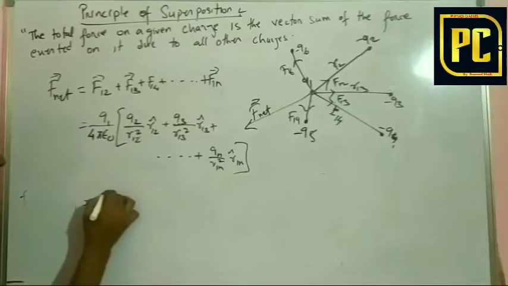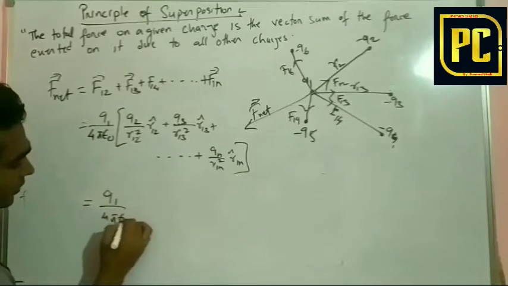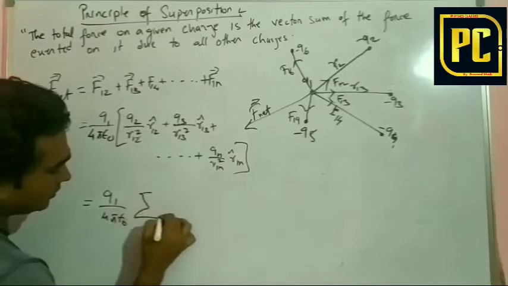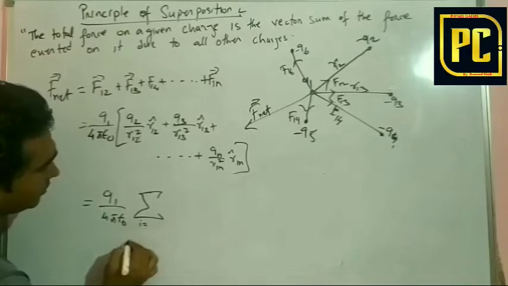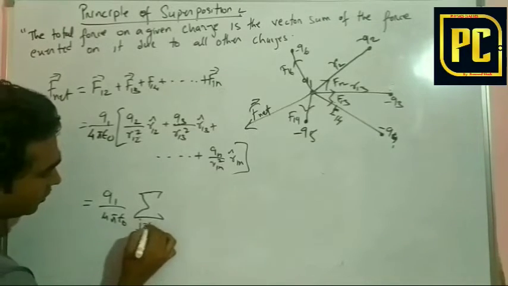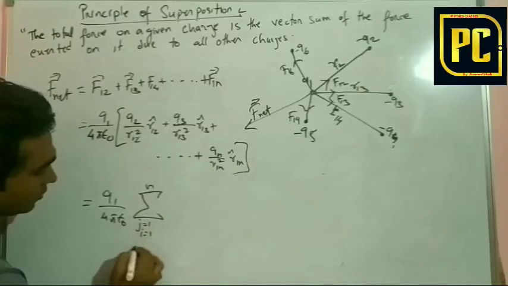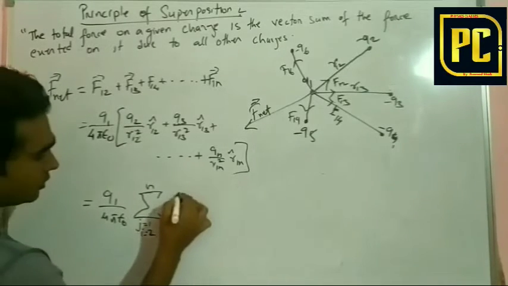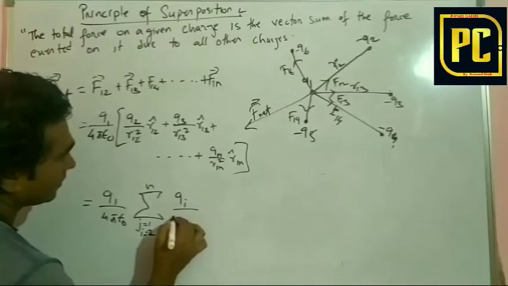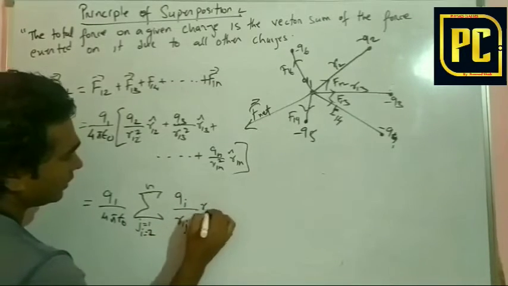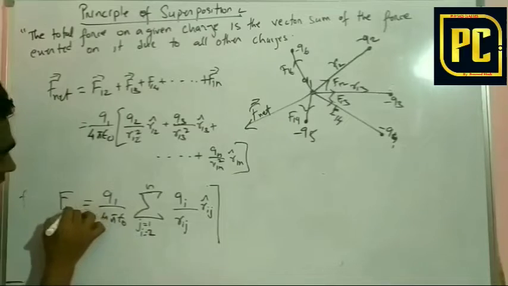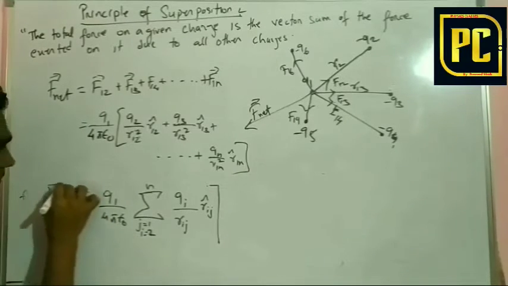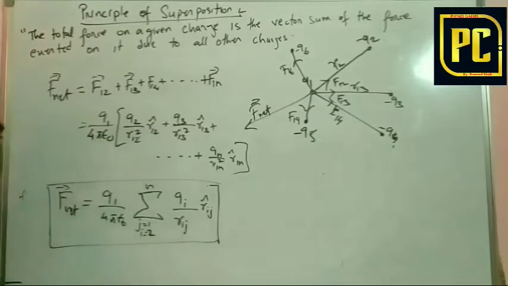Or simply we can write Q1 by 4 pi epsilon naught. If I replace this with a summation sign, j goes from 2 to n, so Qj by R1j square R1j cap. This is F net. So I can write it simply in terms of this. So we'll start the problems here.